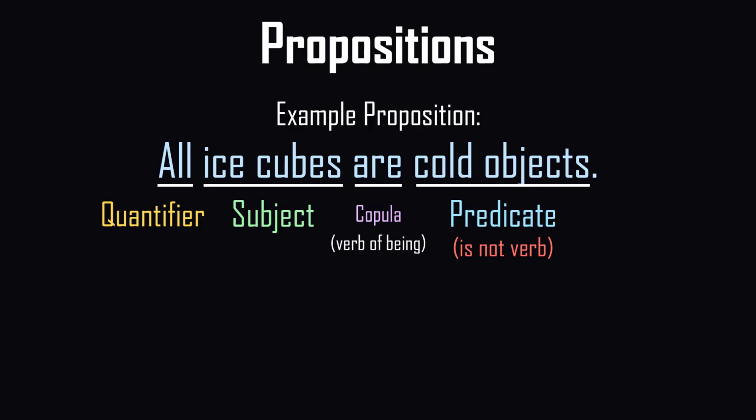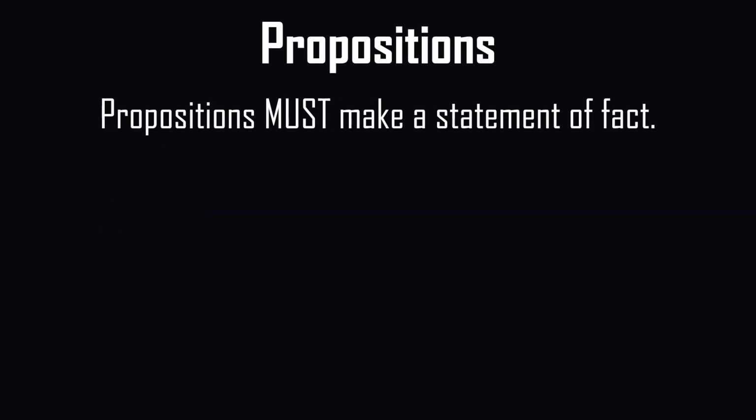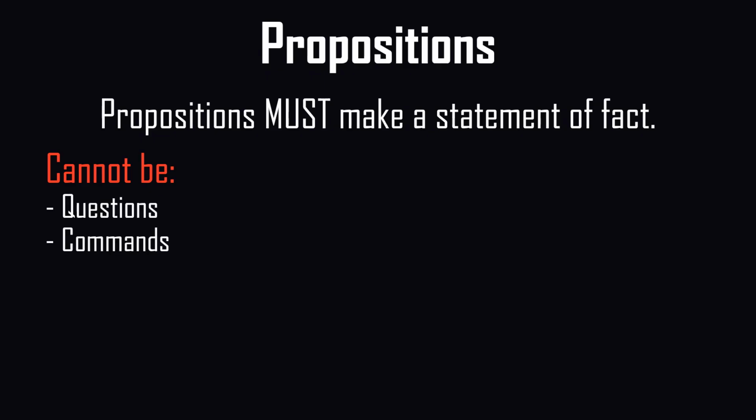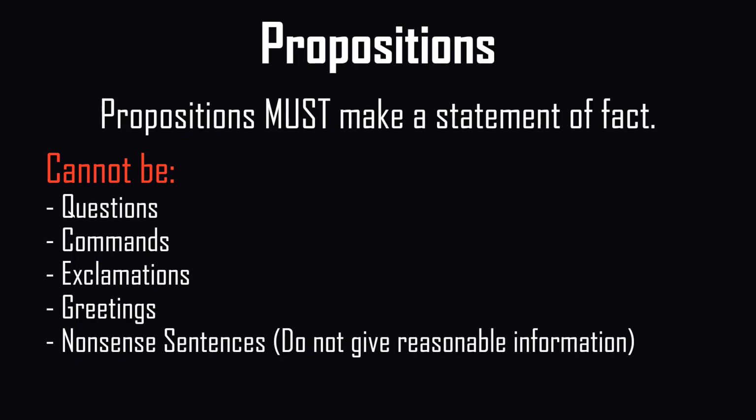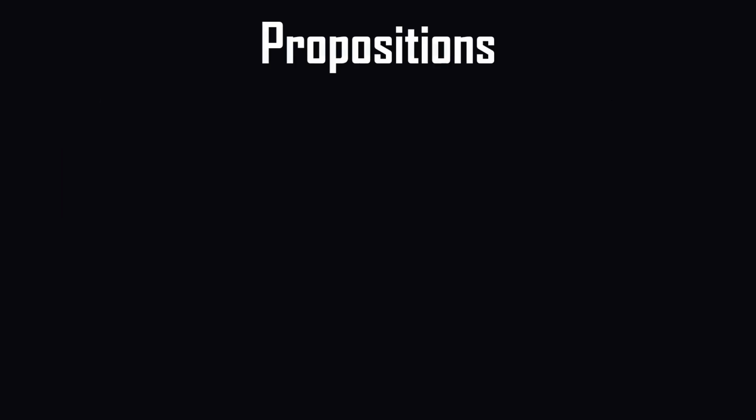Okay, now that we have the structure of the proposition, it is almost about time to move on to the square of opposition. But before we go on, I just want to point out that propositions must make a statement of fact. They cannot be questions, commands, exclamations, greetings, nonsense sentences, which are sentences that do not give reasonable information, or self-reports, which are beliefs.